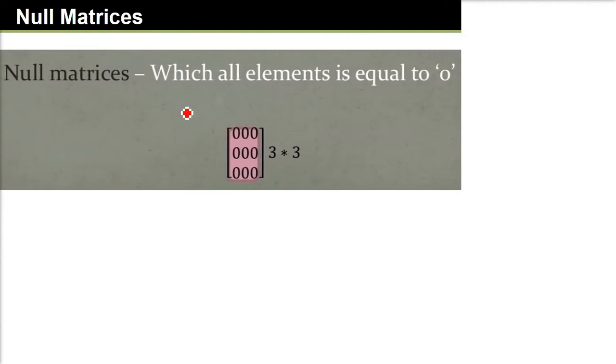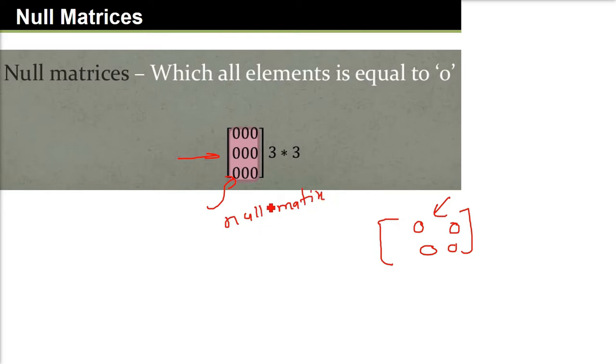Null matrices. What is a null matrix? Any matrix where the elements are simply 0. If all the values inside the matrix are 0, then this is called a null matrix. For example, if you have a matrix, just put all the values as 0. This is a 3 by 3 matrix which I am showing you. So these are null matrices. Null means nothing, 0. Every row and column intersection cell will have only the value 0.